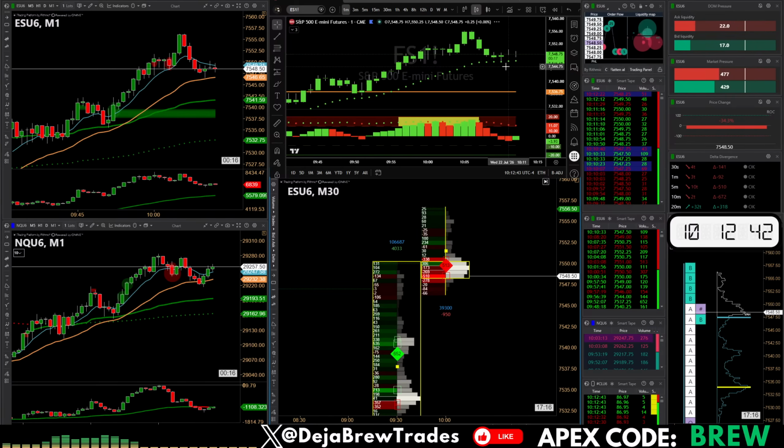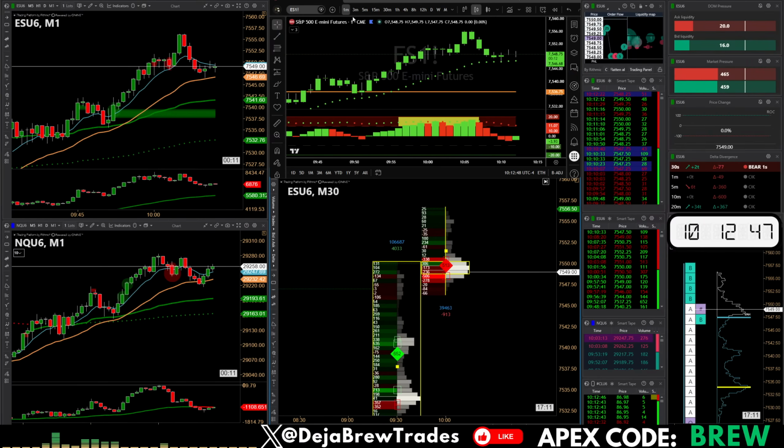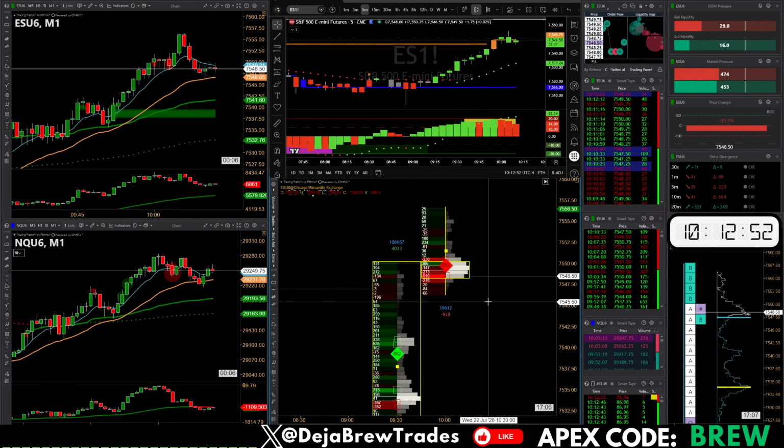They are protecting this pullback here. So first major pullback into the trail and the short-term averages. They are being protected here.